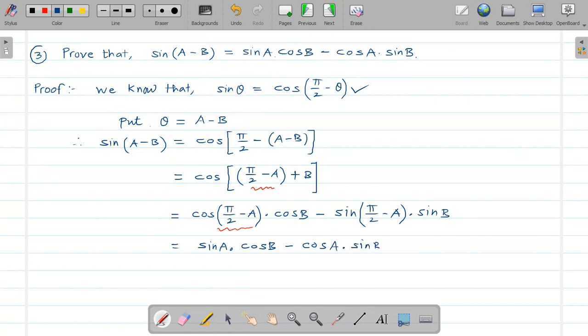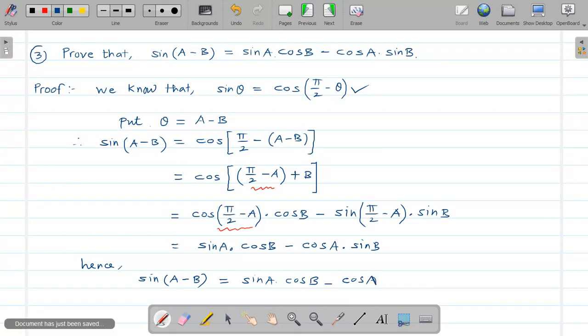So hence we get the step sin A into cos B minus cos A into sin B. So hence we can say that we get the formula, that is sin of A minus B is equal to sin A into cos B minus cos A into sin B.